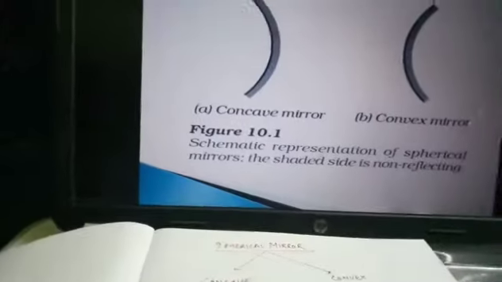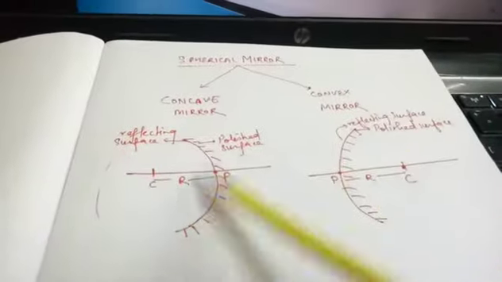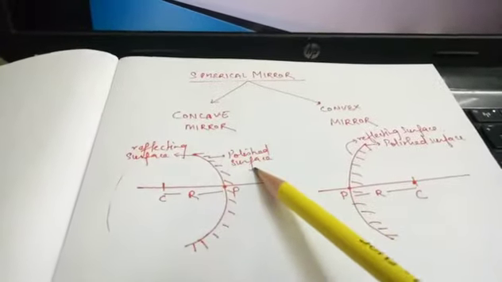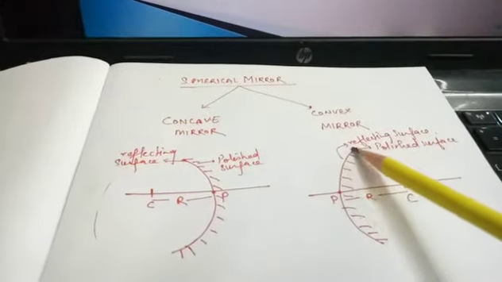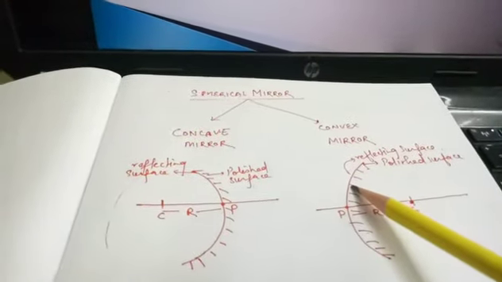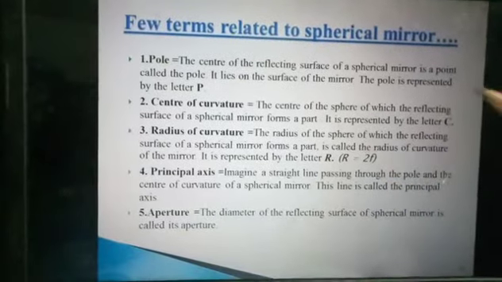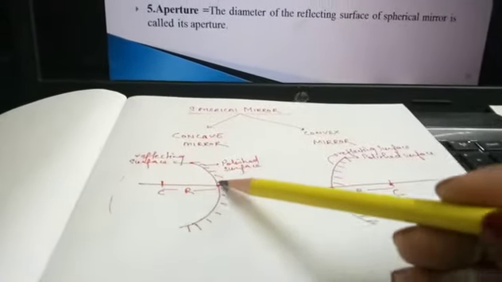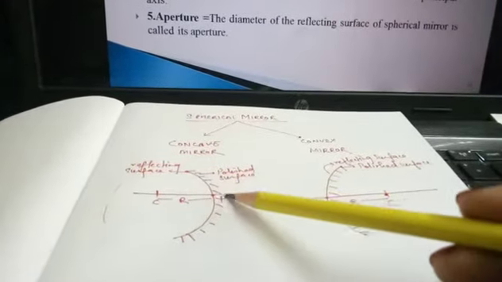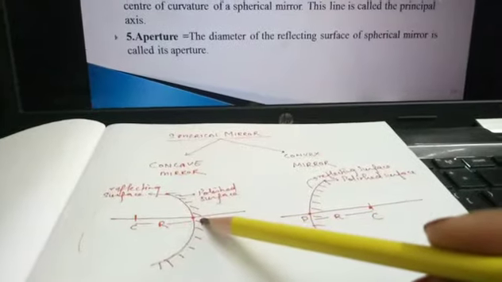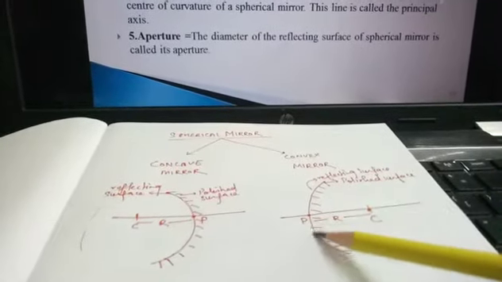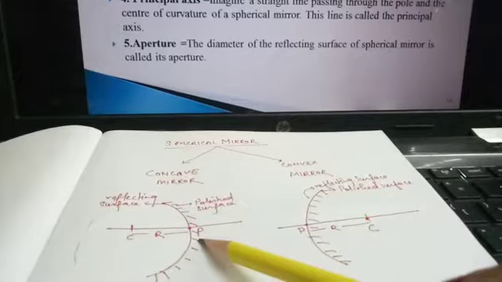Next we have some more related terms. Have a look at the two diagrams. Here is the reflecting surface, the polished surface, and here the reflecting surface is outward, and then the polished surface. Our first point is the pole. The pole is the center of the reflecting surface. Here this whole part is the reflecting surface and the center is here. In both cases it is the center of the reflecting surface, represented by capital P.